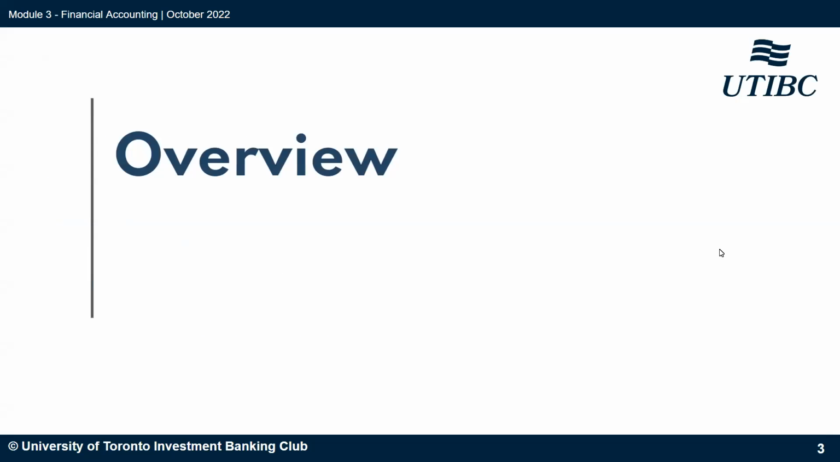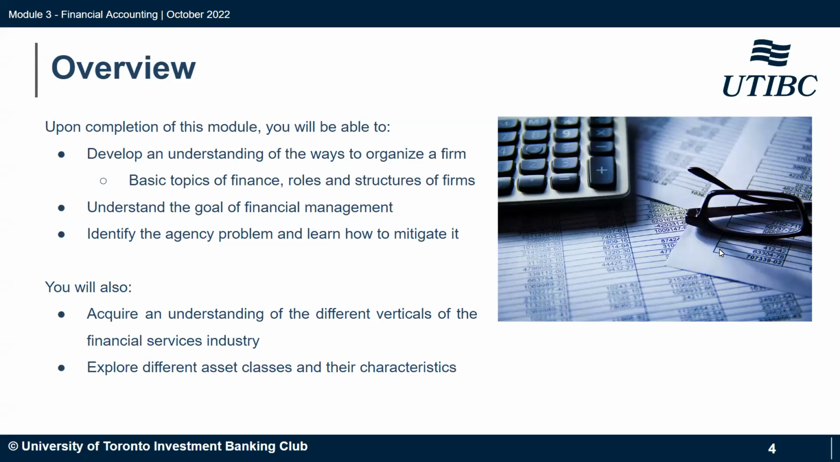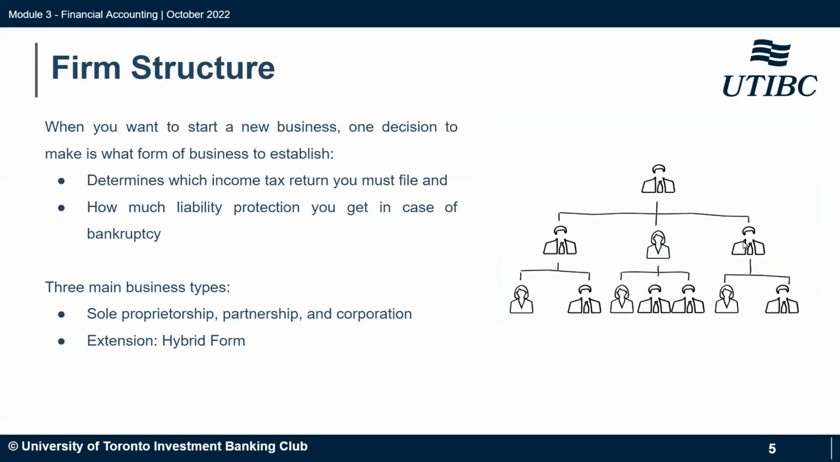So overview. Upon completion of this module, you'll be able to develop an understanding of the ways to organize a firm, such as the basic topics of finance, the roles and the structure of firms. And you'll understand the goals of financial management and why financial accounting is so important in our sphere, and identify the agency problem and how to mitigate it. You'll also acquire an understanding of the different verticals of the financial service industries and explore different asset classes and their characteristics. So this is a firm structure or hierarchy.